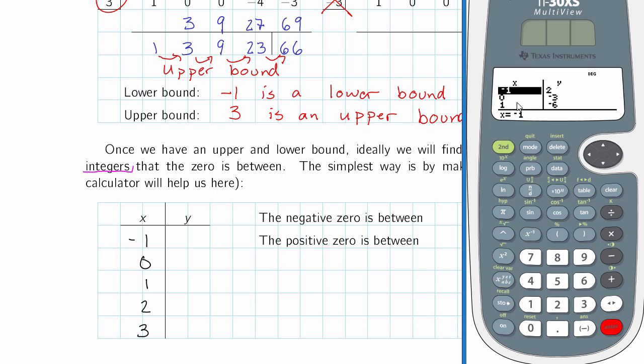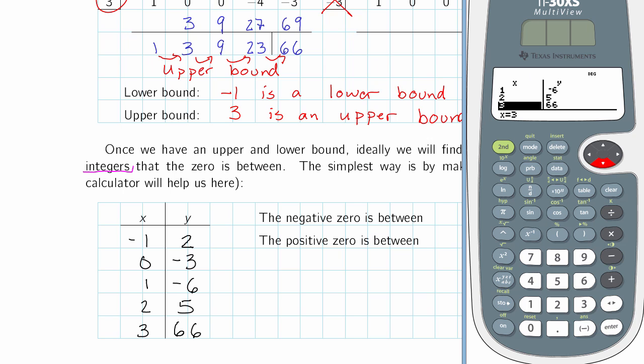So I see that when x is -1, y is 2. When x is 0, y is -3. When x is 1, y is -6. When x is 2, y is 5. When x is 3, y is 66.